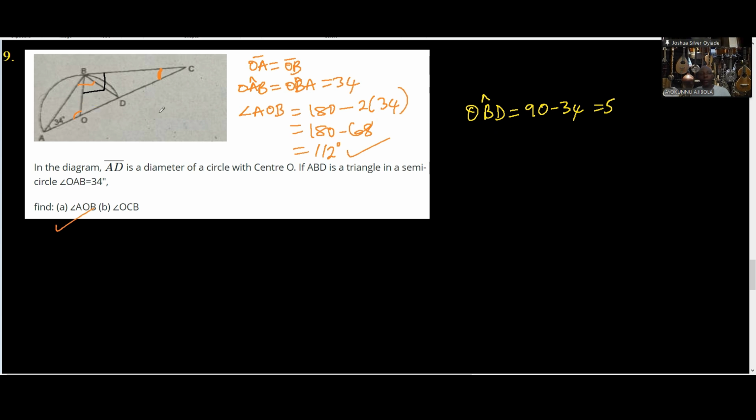The easiest way would have been because we know this to be 112, so let's find this place. This will be 68. Yes or no? Yes, sir. Because of the straight line, this angle here and here will be equal, and they will be added to the 112. So that means each of these angles will be 56. Okay? Yes, sir.